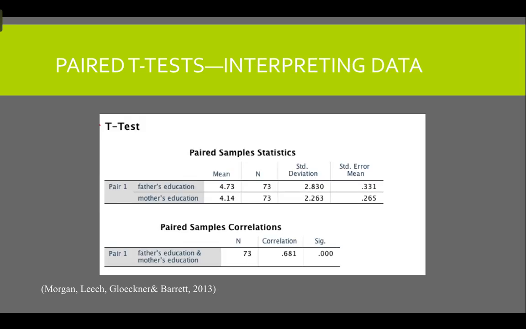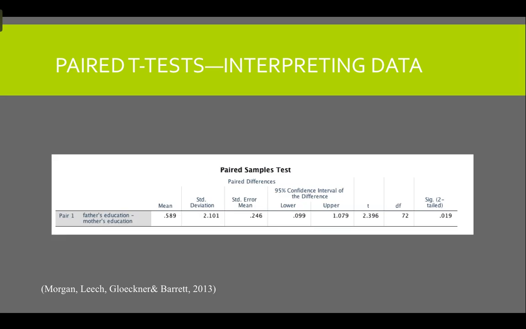Okay, the first 2 things to generate are not actually part of the paired t, but we need to look at them anyway, and it can compare the means and find information about the correlation. Now, the high correlation does tell us that the parents are highly educated, but it doesn't tell us the significance, and so we're going to need to look into the paired samples test for that.